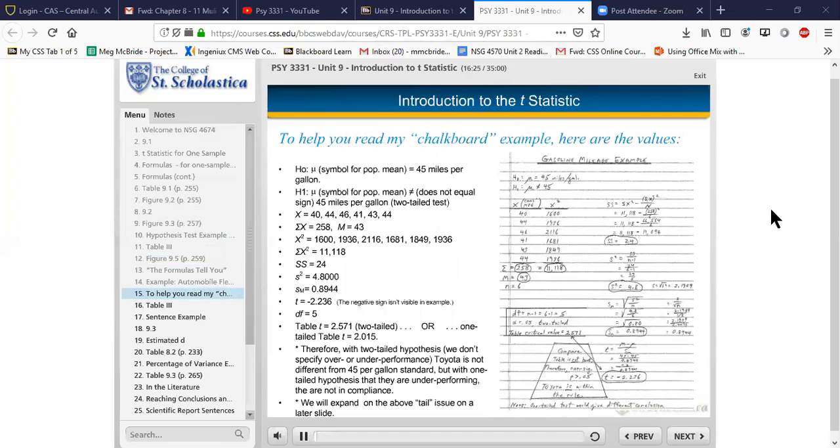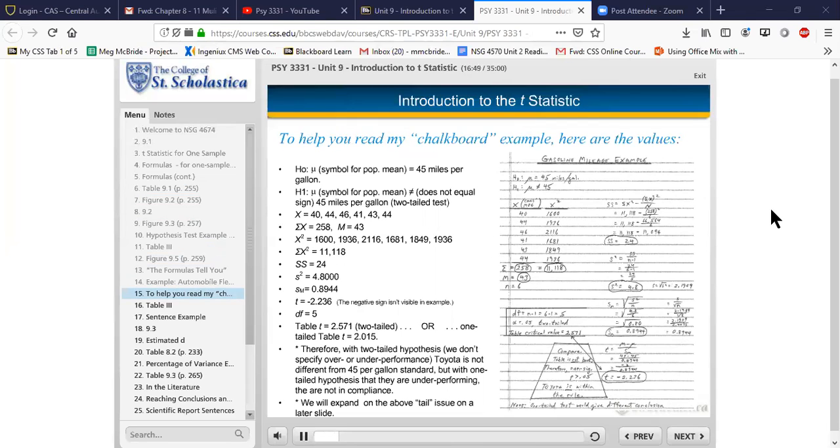Here is the solution for the gas mileage problem regarding whether Toyota is in compliance or not with the government standard of 45 miles per gallon. On the right side of the slide is my handwritten solution, which is like what I would write on the chalkboard if you were sitting in a typical classroom. To be sure you are reading my handwriting correctly, I have typed on the left side of the slide the results of the various calculations.